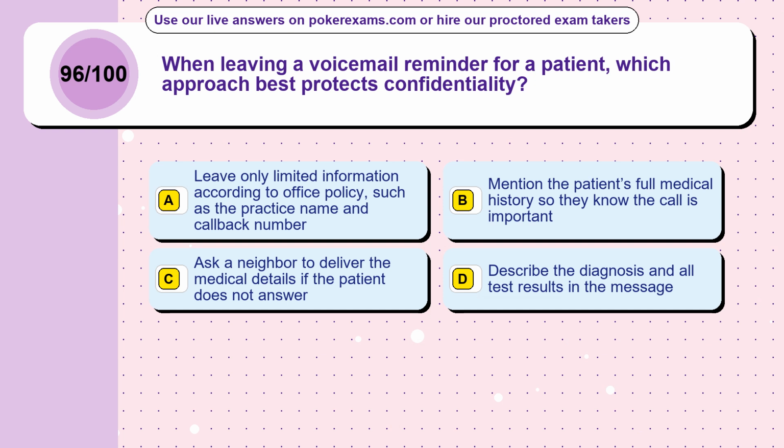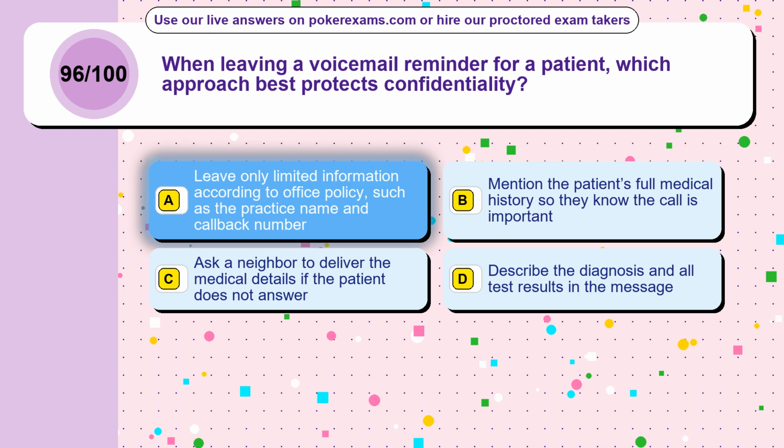Question 96. When leaving a voicemail reminder for a patient, which approach best protects confidentiality? Option A. Leave only limited information according to office policy, such as the practice name and callback number. Option B. Mention the patient's full medical history so they know the call is important. Option C. Ask a neighbor to deliver the medical details if the patient does not answer. Option D. Describe the diagnosis and all test results in the message.